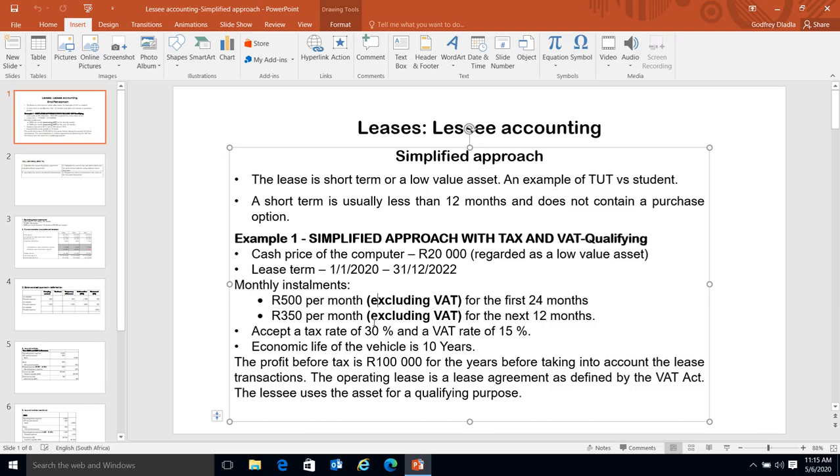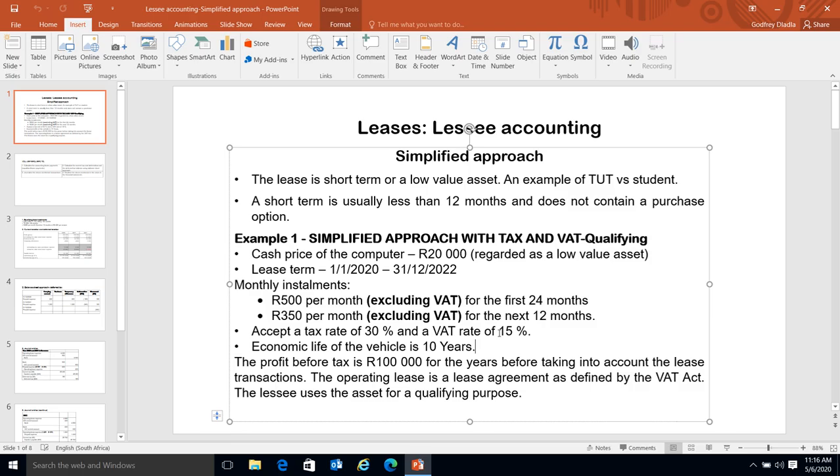It is your responsibility as a student to identify that this is VAT qualifying and they've given me monthly installments that are including VAT. When you do the equalization, I'll show you what the equalization is, you must exclude VAT. Okay, be careful of that. Always read what is given to you here. It's very important, because if it's VAT qualifying, you must always have these figures excluding VAT when you are doing what we call an equalization. And I'll explain to you the rationale behind that.